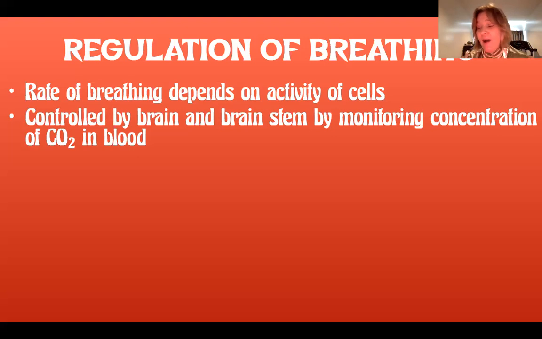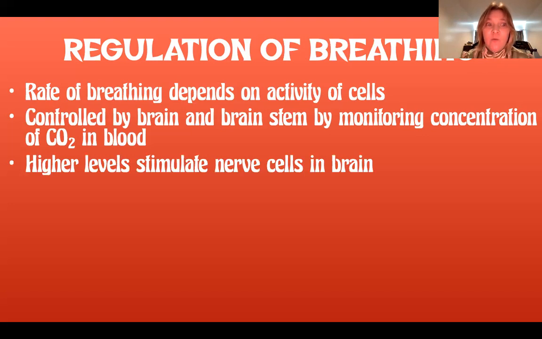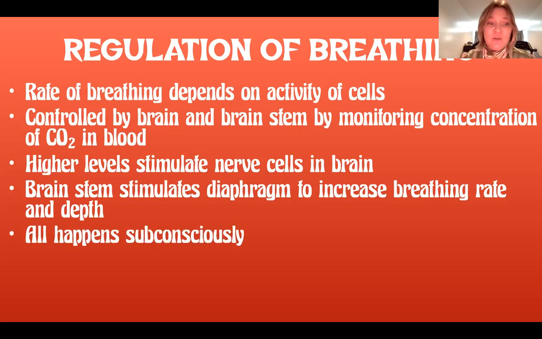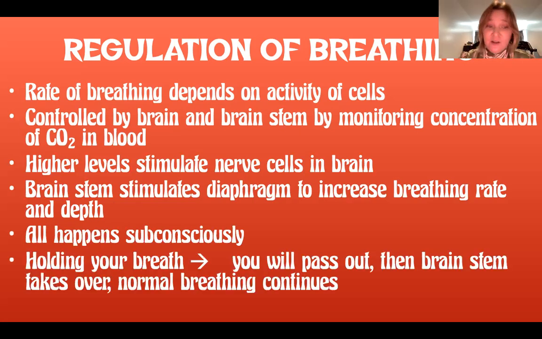Okay, so how is our breathing regulated? It is, of course, controlled by your brain. Your brain and your brain stem, which is at the base of your brain, monitors the concentration of carbon dioxide in your blood. When you have a higher activity, that means that your muscle cells are producing more carbon dioxide, and so that's going to stimulate nerve cells in your brain. That then in turn causes your brainstem to trigger your diaphragm to both increase the rate that it contracts and relaxes, but also the depth, so that you start breathing in not just faster, but deeper as well. All of this happens subconsciously.